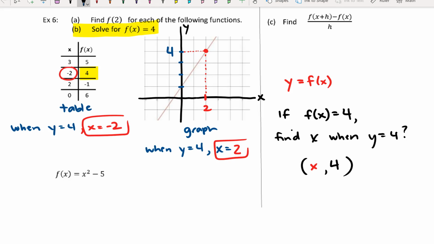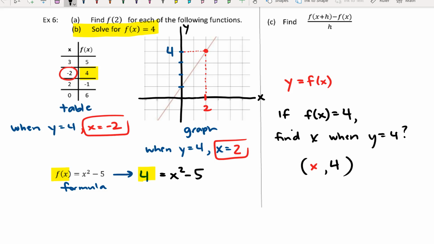Now for the formula or the equation part, this is when we're asking ourselves, well, if f of x equals 4, that means we're going to have to replace the f of x with the actual number 4. So let me see if I can, I'm going to move over just a little bit to the side. So I'm replacing f of x with 4. I'll try to highlight it to help you. And I really want to solve the resulting equation. So I have 4 equals x squared minus 5.